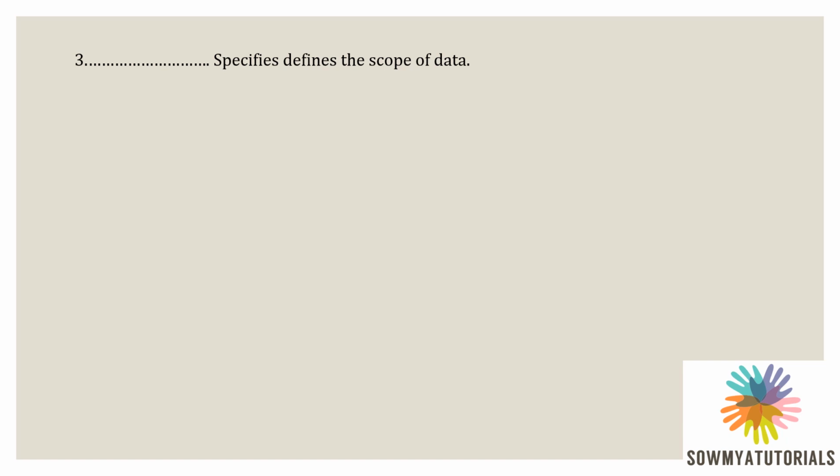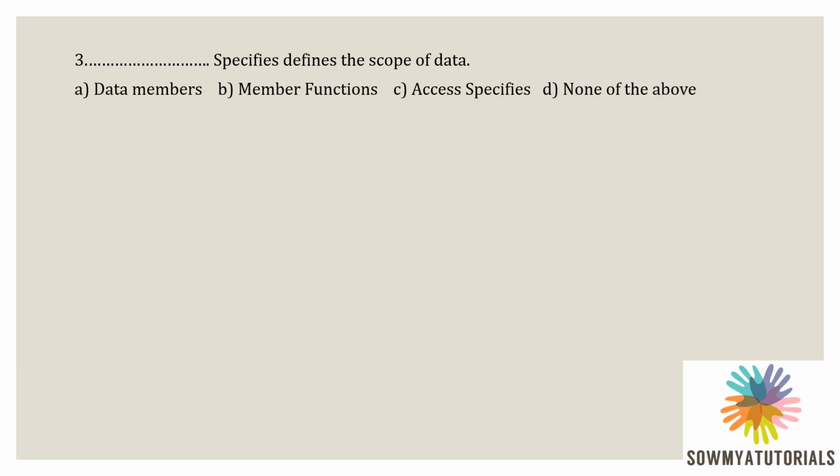Third question: dash defines the scope of the data. Options are option A, data members; option B, member functions; option C, access specifiers; option D, none of the above. The correct answer we get is option C, access specifier. So what is an access specifier?